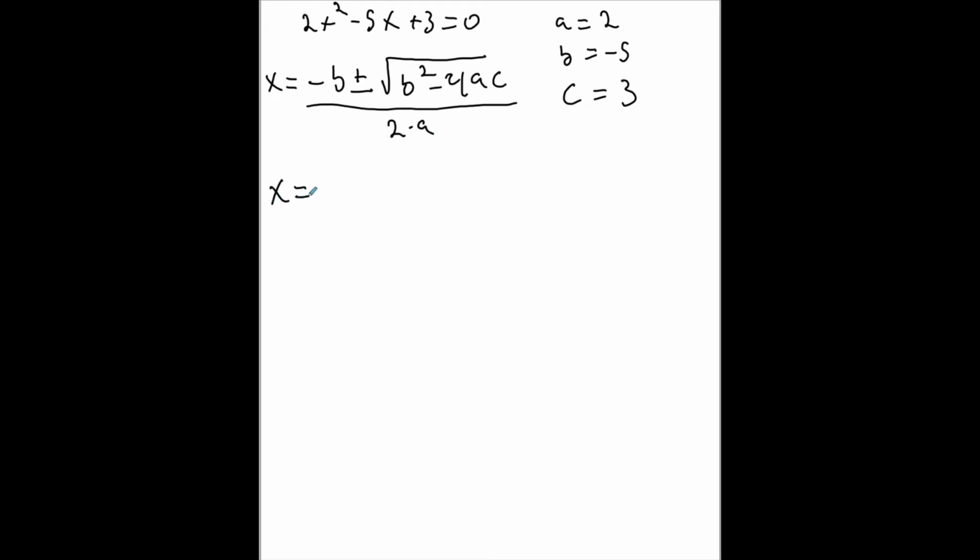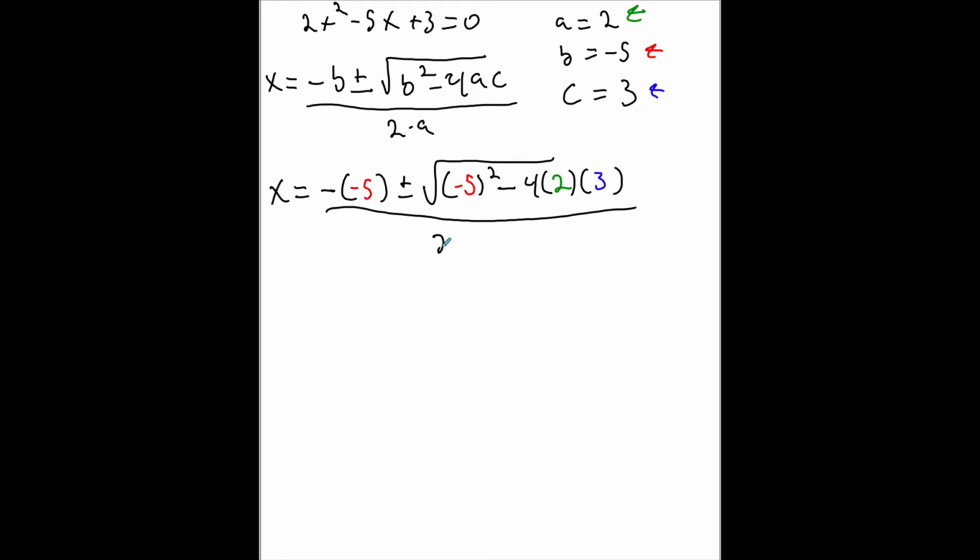Now, time to substitute some values. Here I have negative b, but in this case, b is negative 5, so I'm going to substitute that negative 5. Plus or minus the square root of b squared, again, that's that negative 5, minus 4 times the value of a, which is 2, times c, which is 3. This is all divided by 2 times the value of a, which is 2.